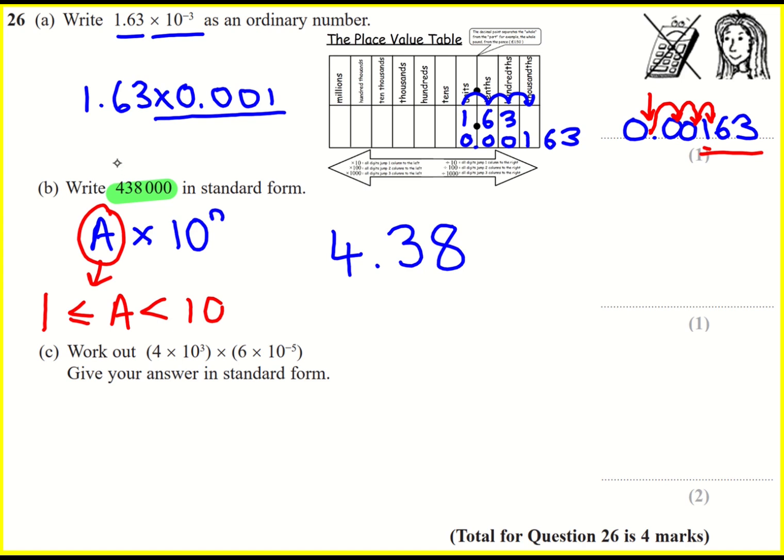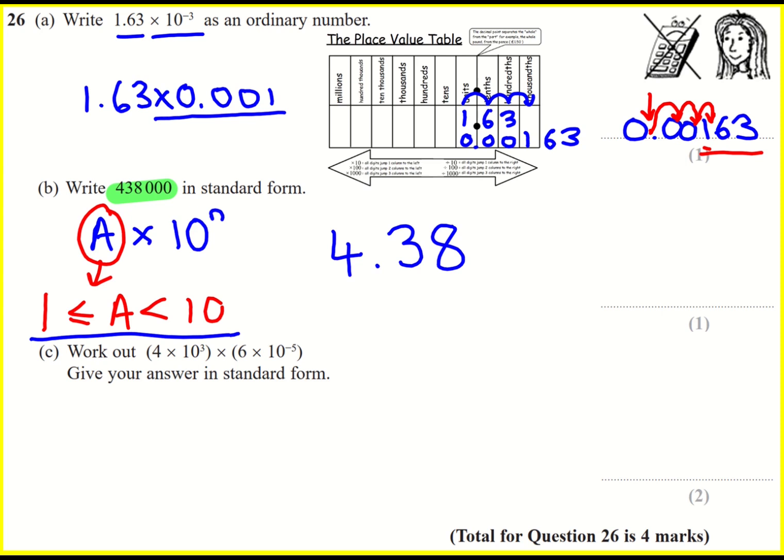I can't choose 43.8 because that would not fit my rule of it needing to be less than 10. And I can't stick with 438 again because that wouldn't be less than 10. So I have to think about my decimal point being between the 4 and the 3 to make it 4.38. So I'm going to pick out that number, 4.38, from there.